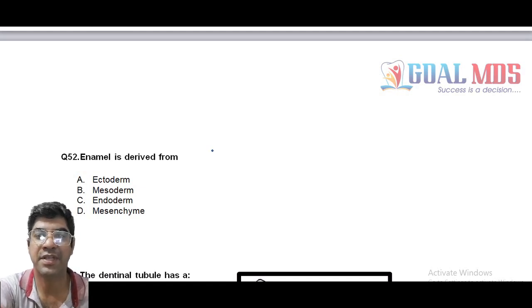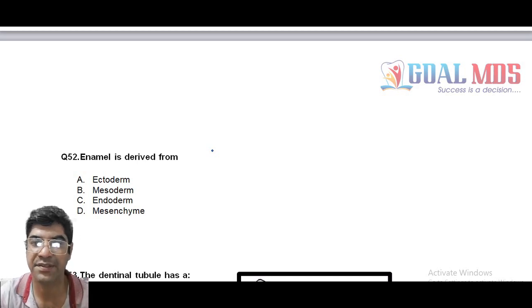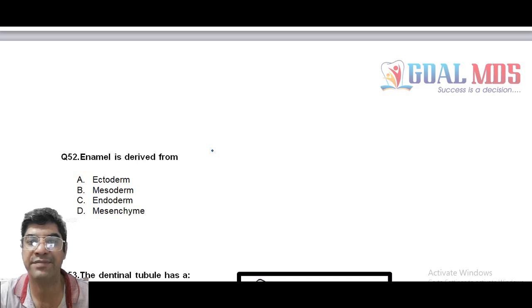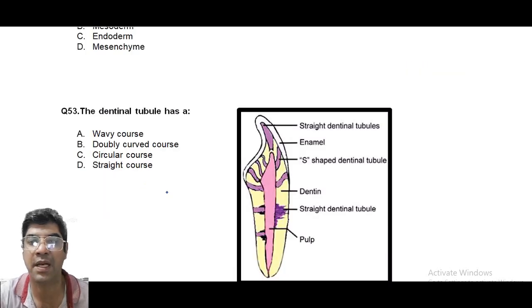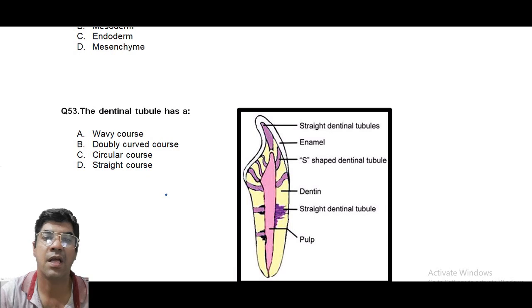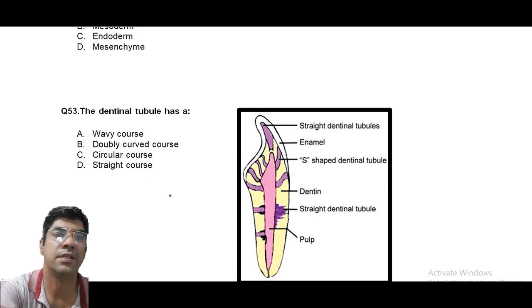The enamel is derived from ectoderm. Ectoderm tissue gives rise to various structures in the body, including the skin, hair, nails, and enamel of the teeth. So during tooth development, enamel is formed by ameloblasts, the specialized cells derived from the ectodermal tissue. So these ameloblasts produce and mineralize the enamel matrix, hence creating the outermost portion of the teeth.